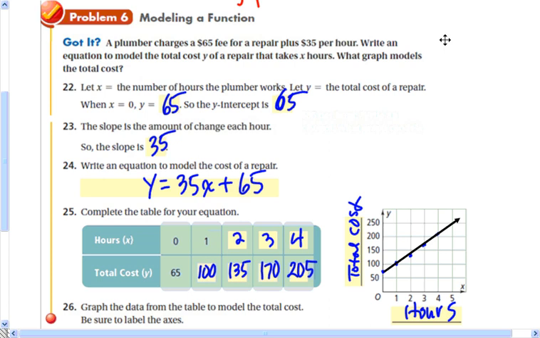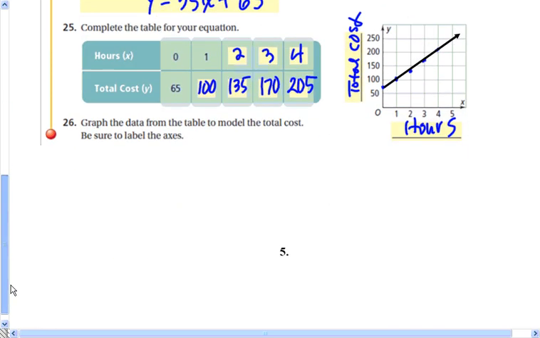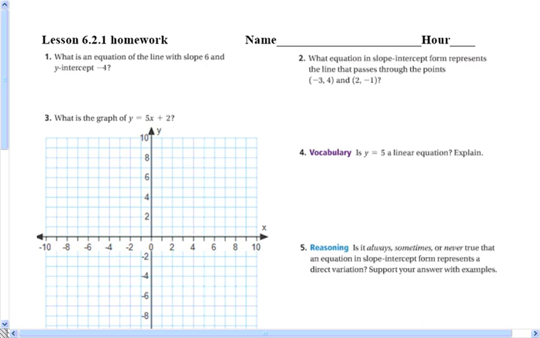All right, this is what your answer should look like. And the rest of it we'll do in class. See you tomorrow.